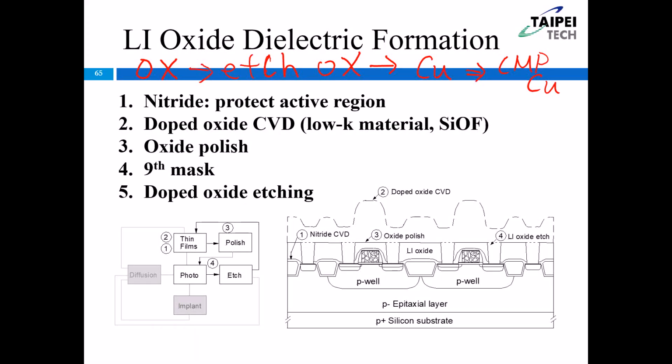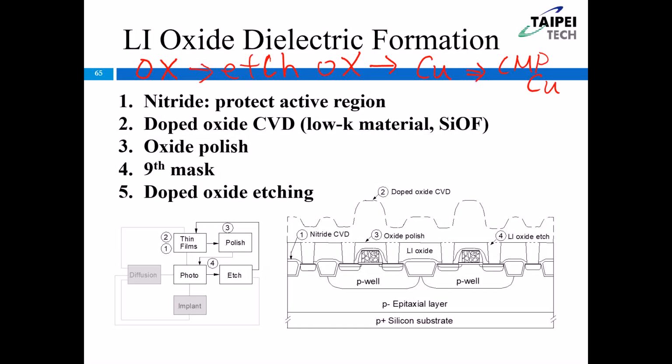It means we need to deposit the oxide first. We need to pattern the oxide and then create the space for the copper to fill in. Once the copper fills in, then we use the CMP to have a very flat surface, okay? Okay, so for this page, we need to deposit the oxide first, okay?